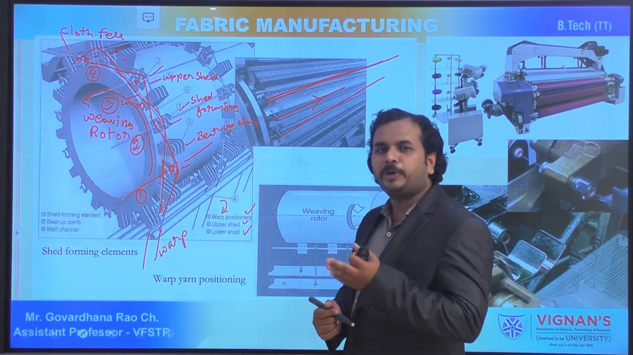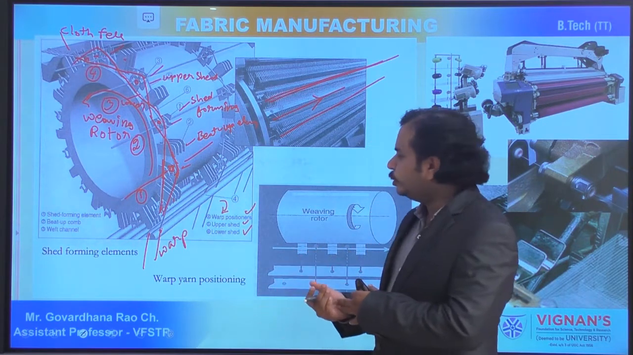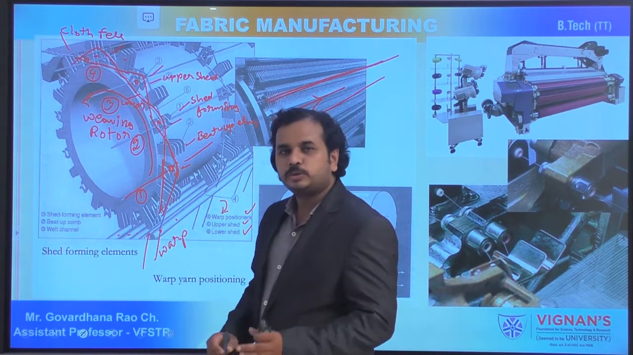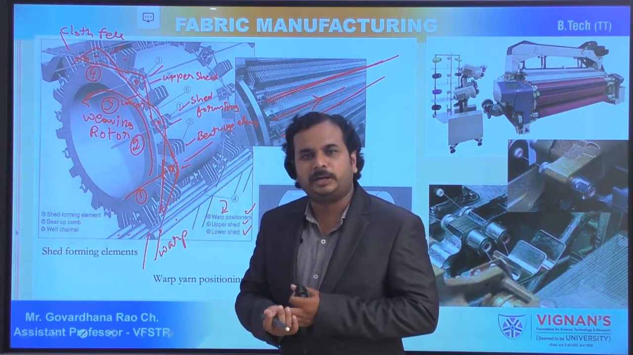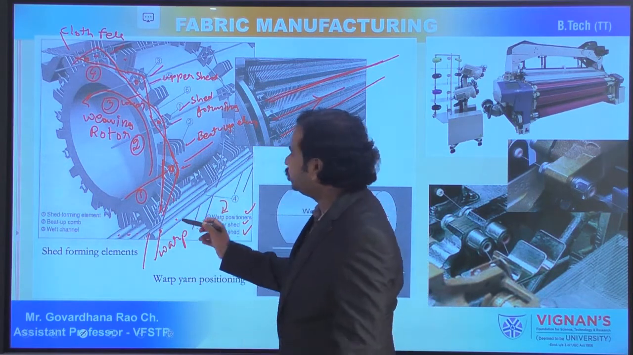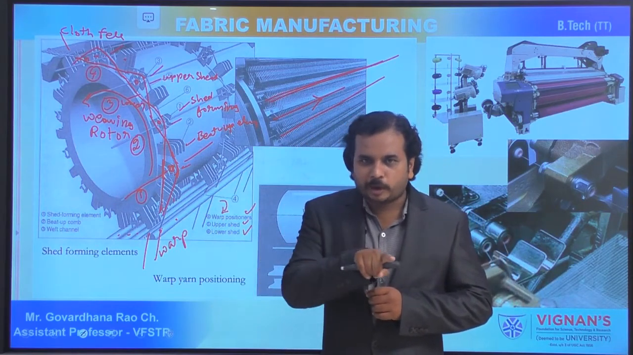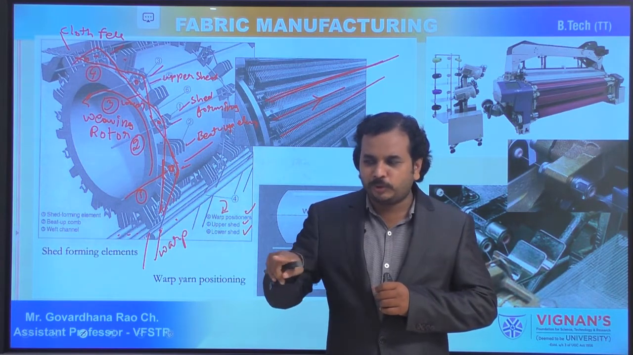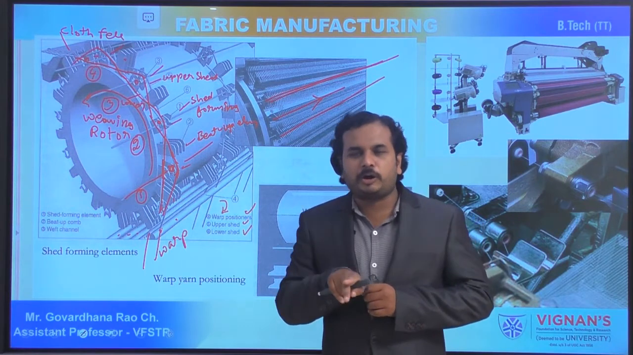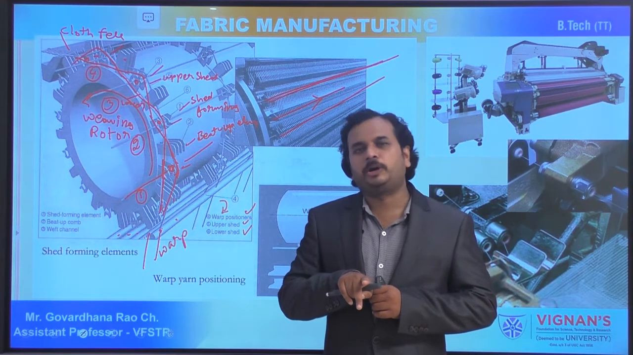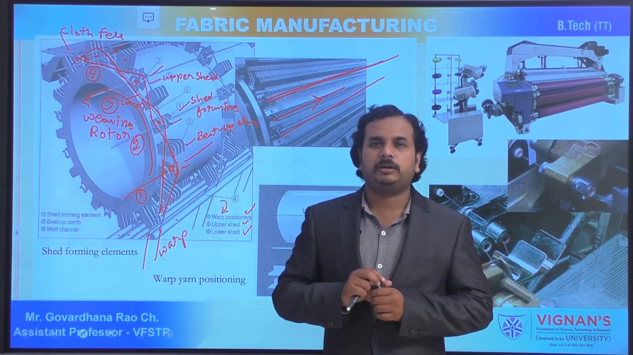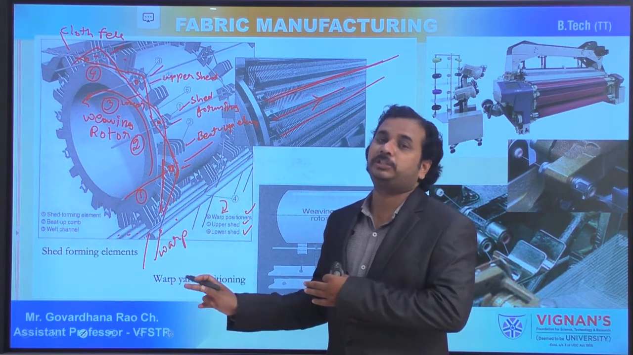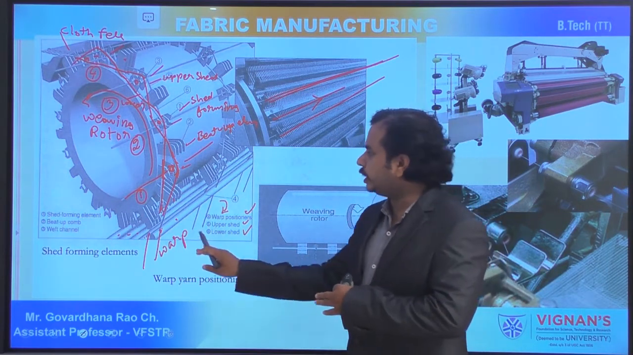Now if you want to produce another design, a different design, here if you observe the warp positioners 1, 2, 3, 4, 5, depending upon the design requirement, these positioners are going to move across the rotor. Whether the warp should fall down on the top of the shed forming element or below the shed forming element, these warp positioners will decide. So according to the design, these warp positioners are going to move. Okay, so that is the major thing.